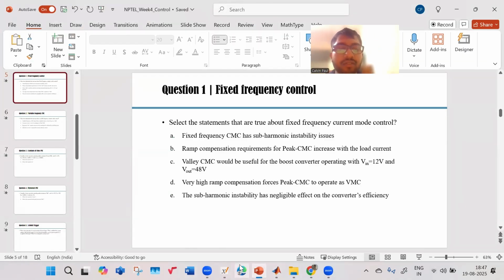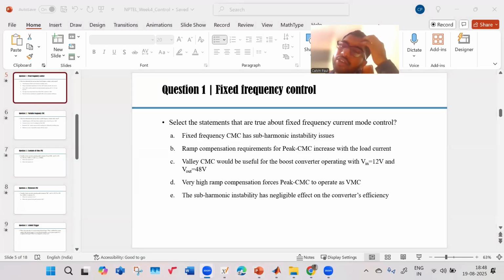So any ideas? Divya, Parvati, Arun. We can let the ladies go first. So what do you think? What is right or wrong? Because ladies are always right. So please tell us.